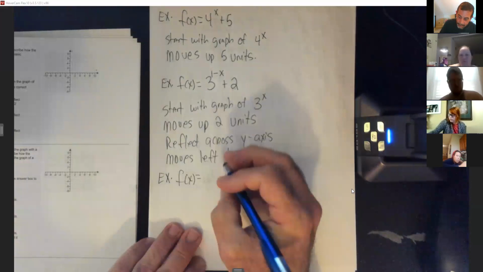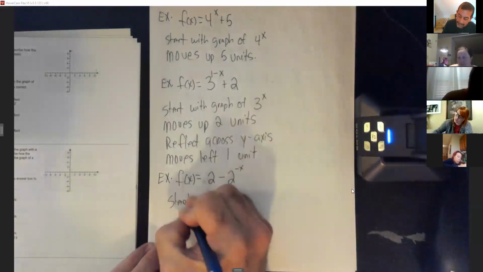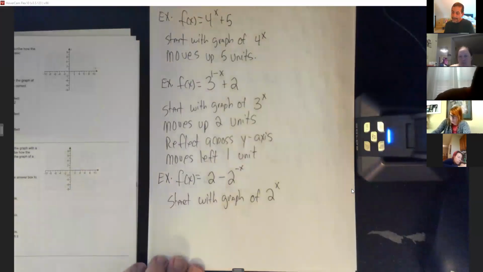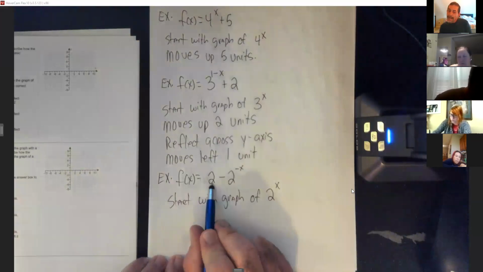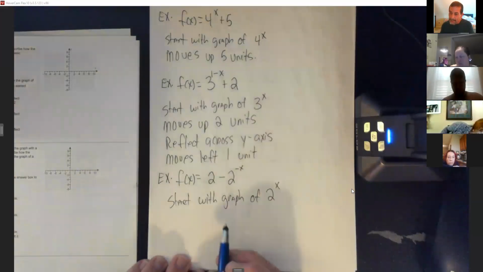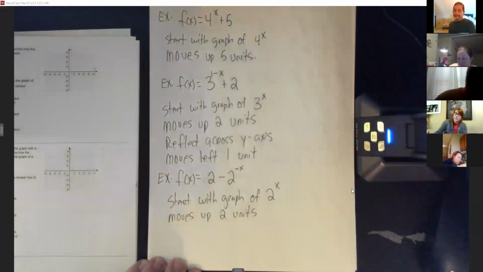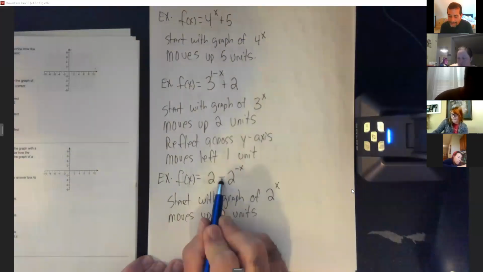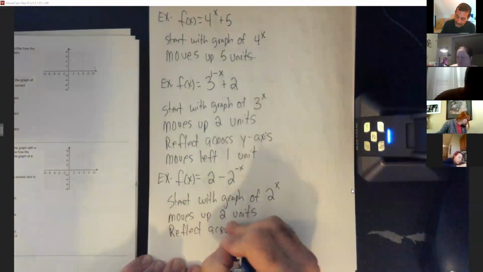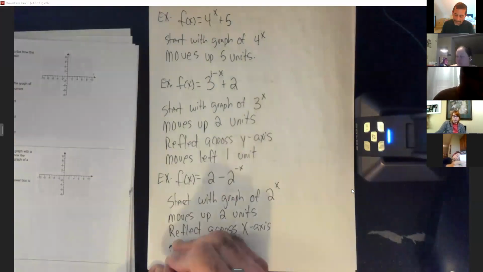And let's see this one: 2 minus 2 to the negative x. So I'm going to start with the graph of 2 to the x. Now, we'll say that this 2 in the front is out of place. It would look better if it was sitting at the back. So that 2 is going to move me up 2 units, definitely. How about this negative in front of the 2 right here? That's going to reflect us across the x-axis. We are rolling today. Well, how about that little negative in front of that x? It's going to reflect across the y-axis.